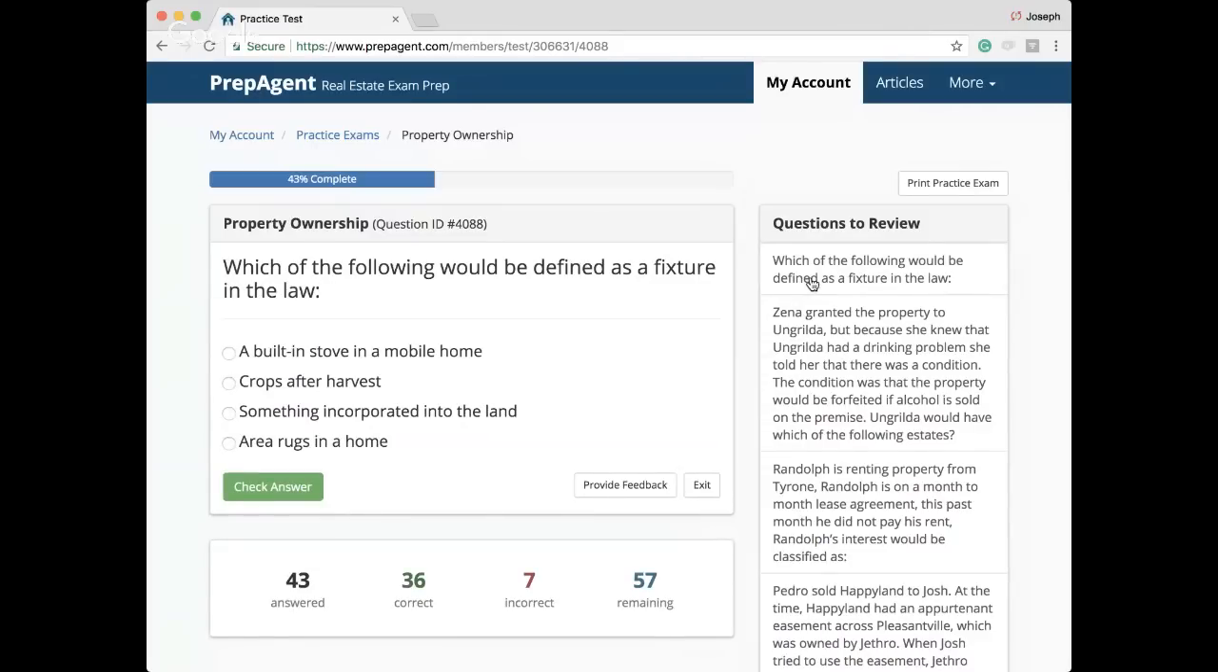Okay, which of the following would be defined as a fixture in the law? So in the chat window, I'd like to see people tell me how you know something is a fixture. There's a certain name you should remember. Does anybody know?